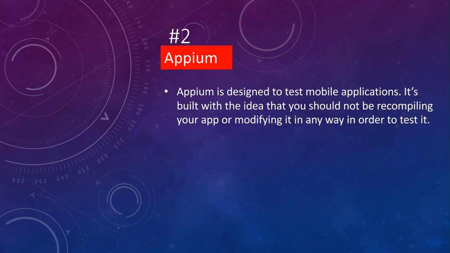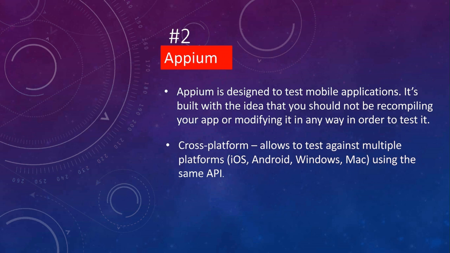Okay, at number two, I would say is Appium. Appium is a tool through which you can automate mobile. All the testing which you do on mobile can be done on Appium. The advantage is that once you write code in Appium, you don't have to make any changes to your existing application, the Android application or the iOS application. You don't have to modify it in order to test it.